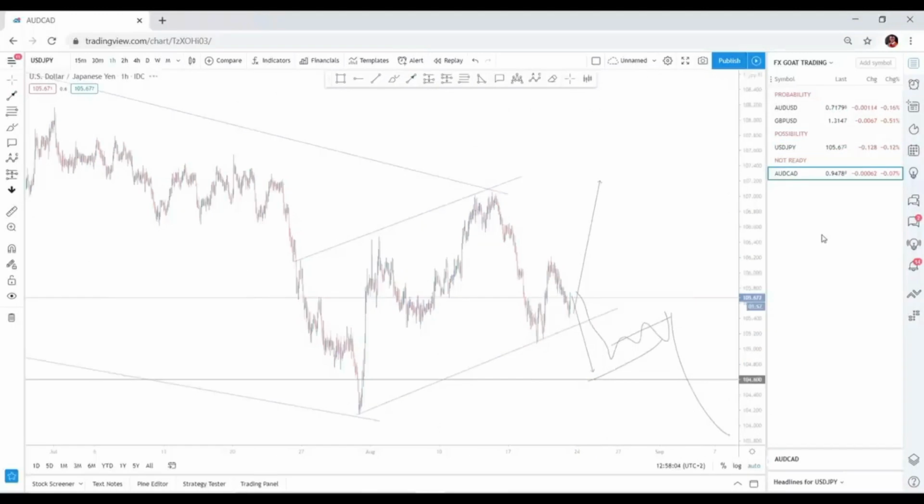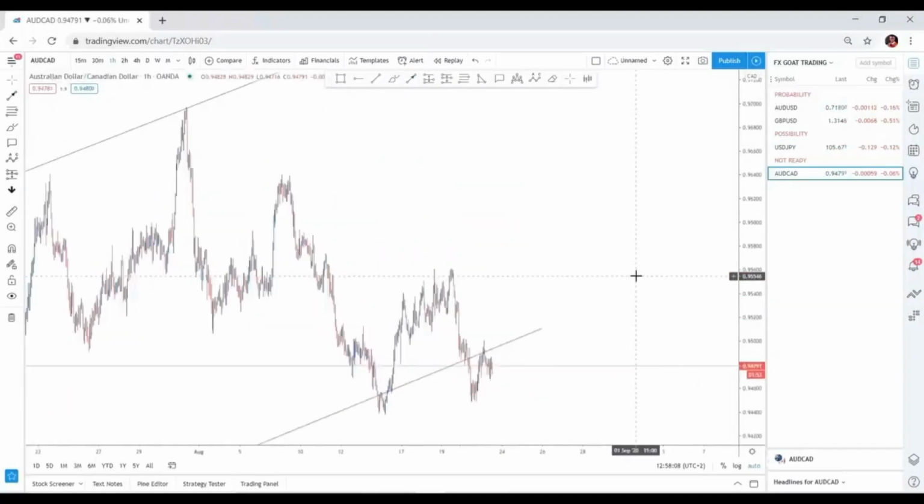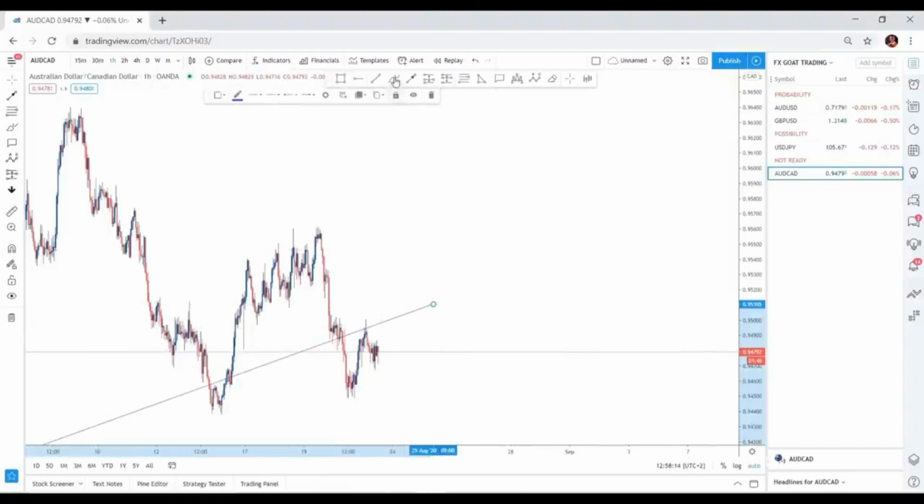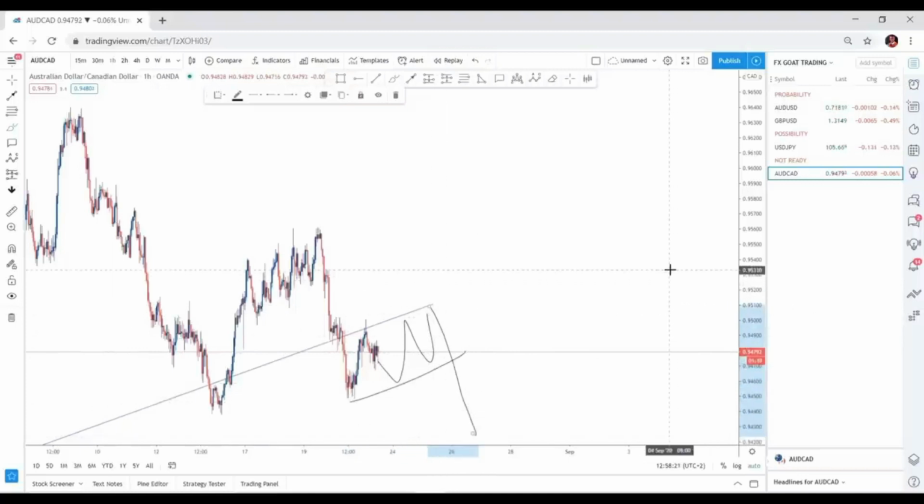And then not ready is actually when a pair is not ready for your setup. As you can see, guys, we cannot say this is ready for our setup. It broke out of the structure, but however, it's not giving a clear bearish consolidation flag or a continuation flag to say we're going to look for continuations of selling opportunities. This means that it is not yet ready. So you are now able to set apart your probabilities, possibilities, and not ready.